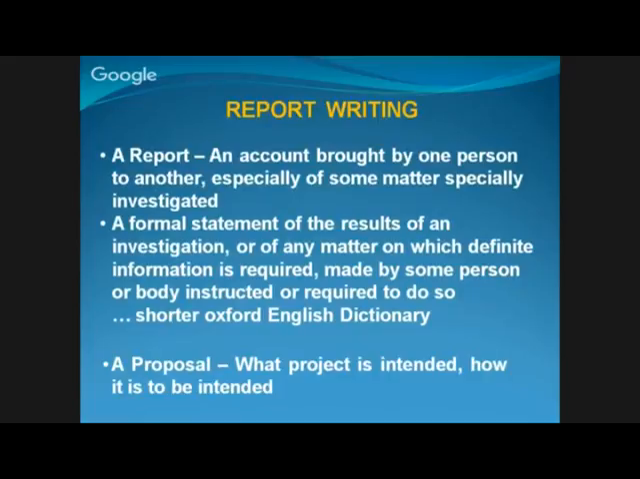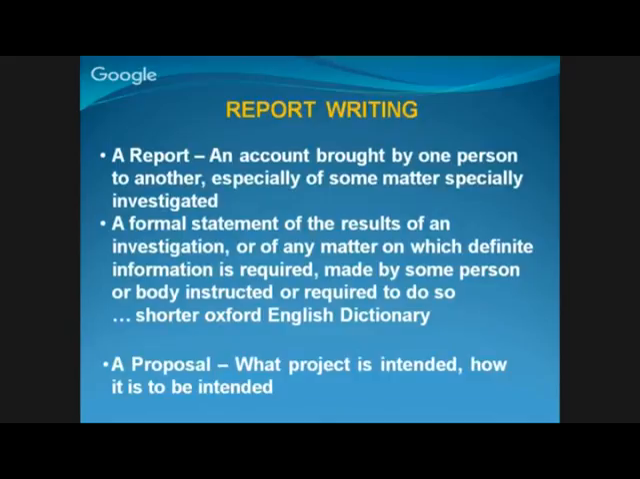Okay, so it means it is a kind of report. So you have investigated, or of any matter on which definite information is required, or made by one person or body instructed. Body instructed means, like your HOD told you, or maybe you are reporting to the DST because they have given you funds, so you are submitting your final report.